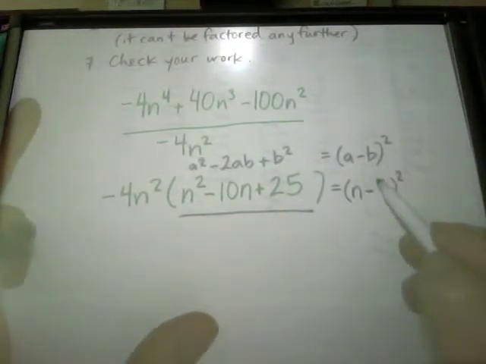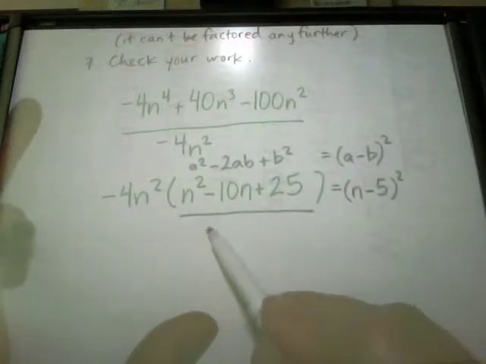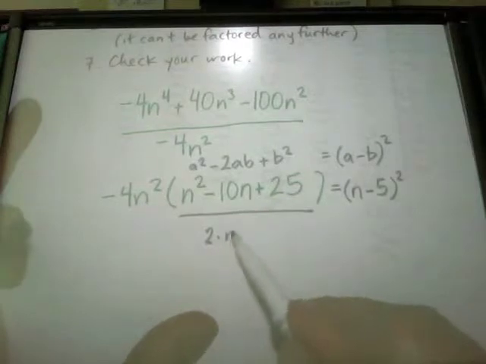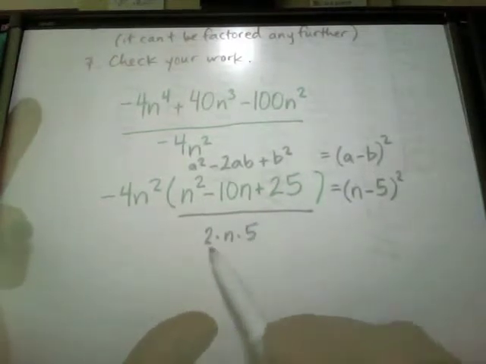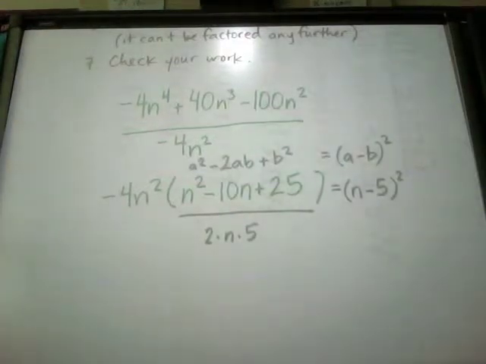Jim? 5. Now I have to double check. This in the middle is 2 times my A times my B. That would be 10n. That is 10n. That means that this works.